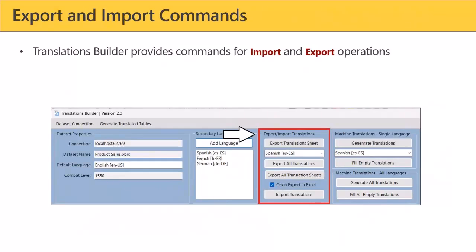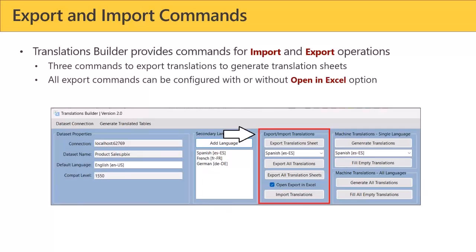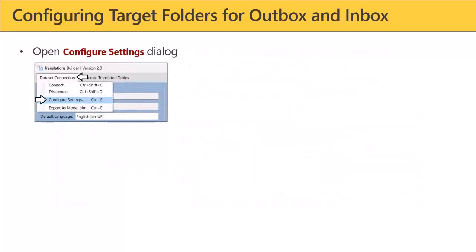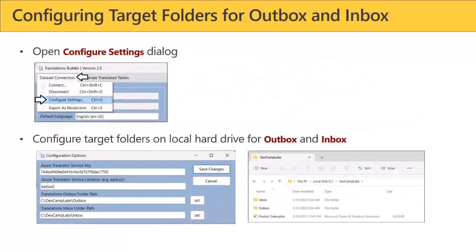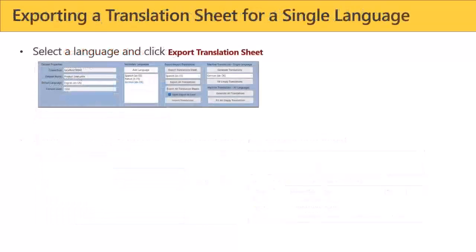Now, here are the different options we have for export and import. So there are going to be 3 commands for exporting translations, and for all the export options you can either enable or disable open in Excel. Sometimes it makes sense, sometimes it doesn't. And there's only one import command because it can import any type of translation sheet. Now you can configure the inbox and the outbox. So if you go through our lab, we're going to have you do that work.